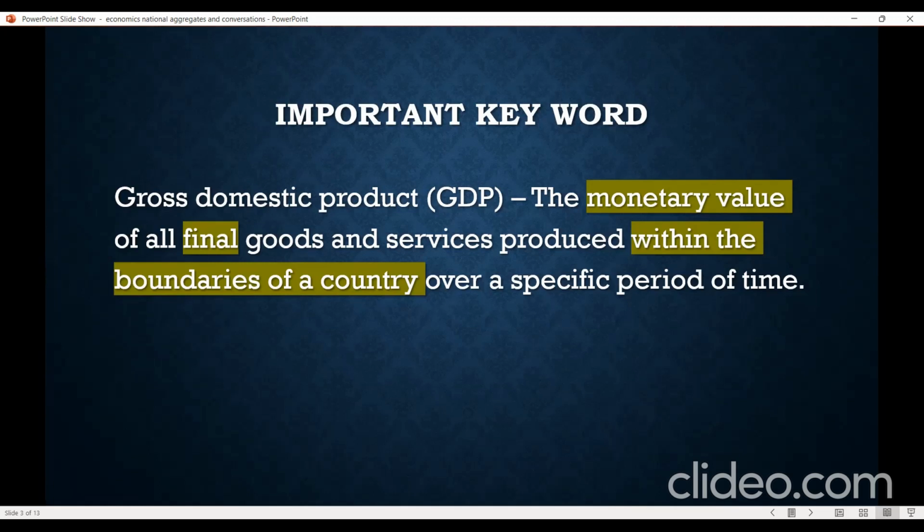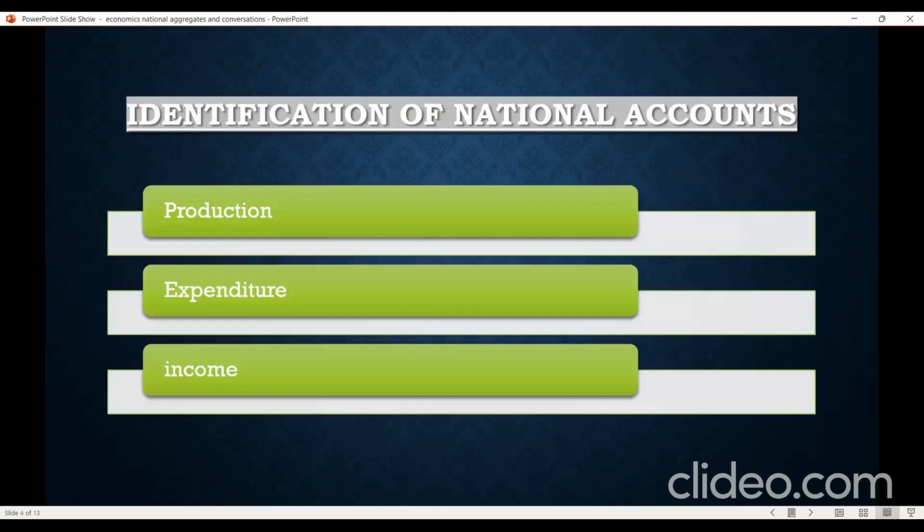Now, let us look at the different ways in which we can identify the aggregate national accounts. Identification of the national accounts. We speak firstly about production. When we speak of production, this focuses mainly on the sum of all production units produced by the primary, the secondary, and the tertiary sectors in an economy. The second one, we have expenditure. Expenditure then, we look at the total expenditure on final goods and services produced within the boundaries of the country, right?